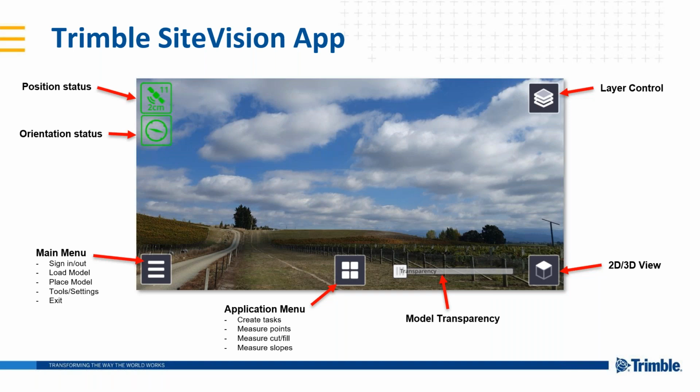So I'll just quickly describe what the various icons and bits and pieces mean, and then we'll get into a little bit more of how some of the tools work. Up in the top left-hand corner, there are 2 icons. They're both green in this image. That shows the position status, which is the status of the current GNSS position that the integrated GNSS has, and then the compass below it is showing the orientation status.